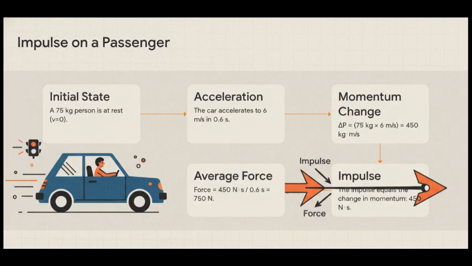Imagine you've got a 75-kilogram person just sitting at rest. Then their car accelerates to 6 meters per second in just 0.6 seconds. Okay, so their momentum changes, right? We can calculate that change. That's the impulse, and it comes out to 450 kilogram meters per second. Now, since we know impulse is also force times time, we can figure out the average force the seat is pushing on them with. 750 newtons. That's the force needed to get them moving.